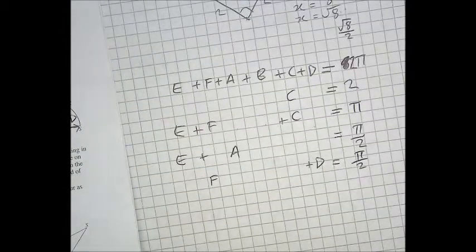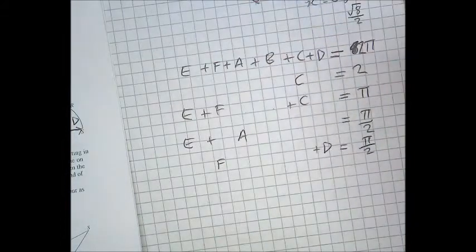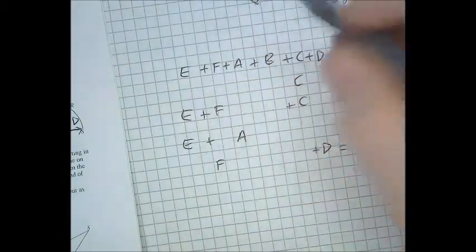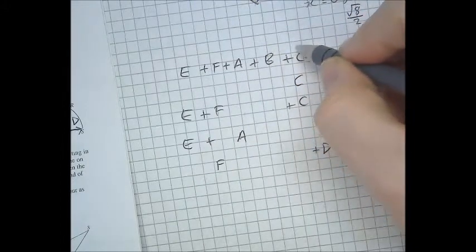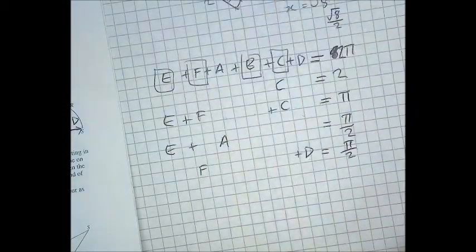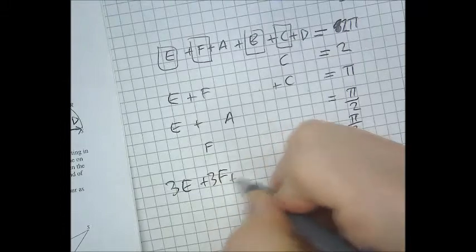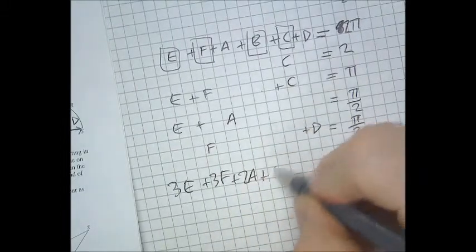Does anything nice happen if we add them? What are we trying to find? We're trying to find E plus C plus B plus F. Is that right? These are the golden ones. Okay, so let's just try adding them all up. 3E plus 3F plus 2A plus ordinary B plus 3C plus 2D equals a whole bunch of stuff. What do they add up to? 4 pi plus 2.